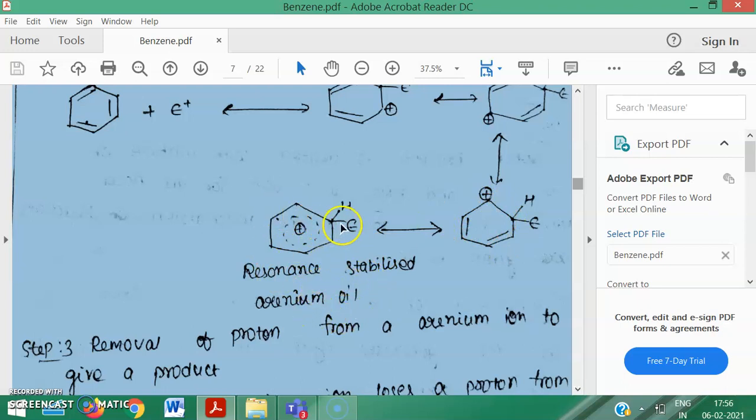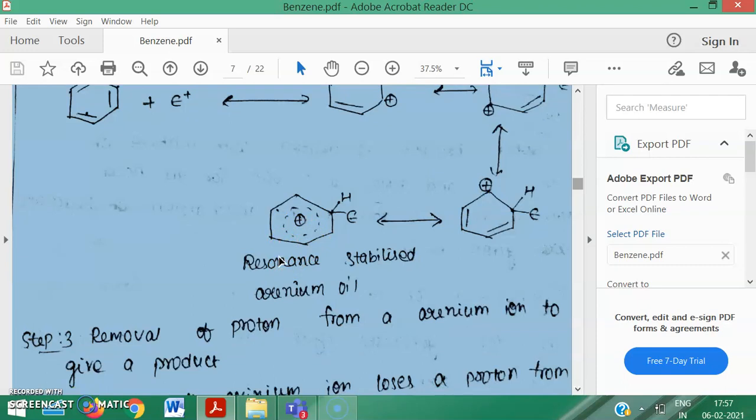After the electrophile attacks any carbon, the side carbon having a p orbital containing one electron gives it to the carbon bonded to the electrophile, and because of giving this electron, this carbon gets the positive charge. So this can be delocalized in this manner. This is how arenium ion formation takes place.